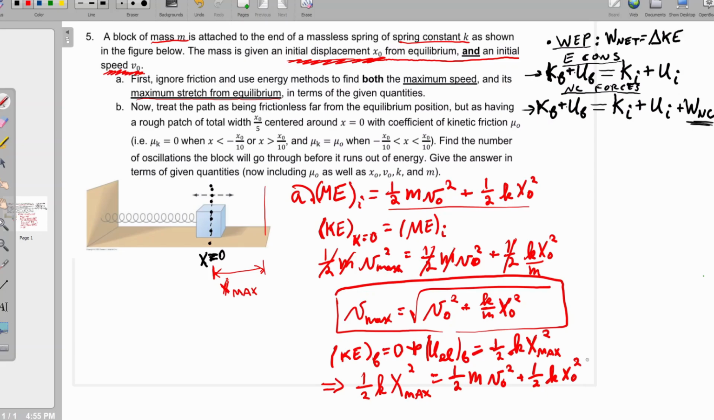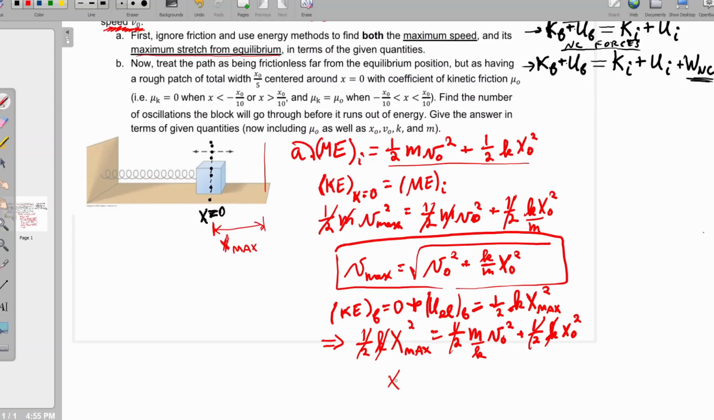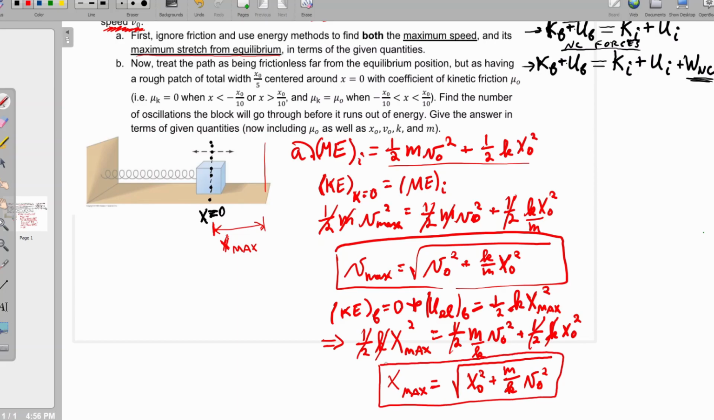Now I can do some algebra again: multiply by 2, divide by k, and take the square root of both sides, and I have that x max is equal to the square root of x0 squared plus m over k v0 squared, and that is my final answer. See, not too bad at all.